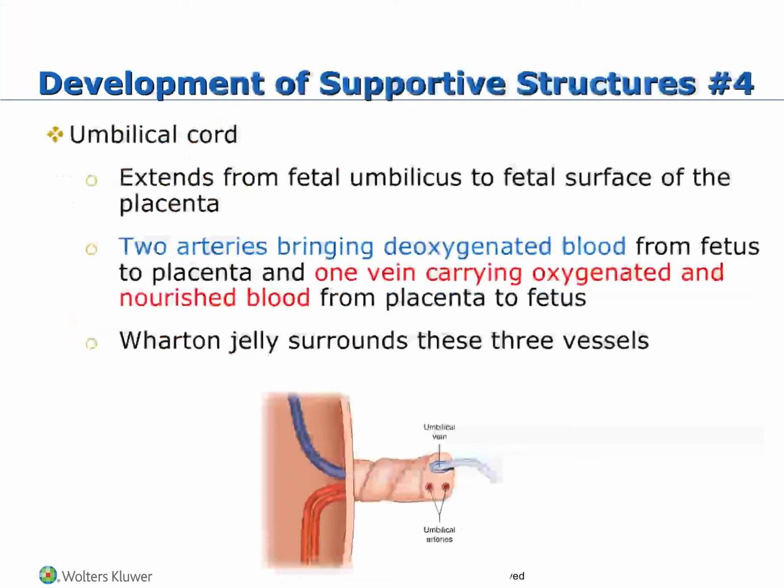An umbilical cord has ideally 2 arteries that bring deoxygenated blood from the fetus. So this is a little backwards of what we know about veins and arteries. So arteries in the umbilical cord bring the deoxygenated blood from the fetus to the placenta, and then there's one vein carrying oxygenated and nourished blood from the placenta to the fetus. Surrounding these is a clear gelatinous substance that helps support the cord and keep it from getting compressed.